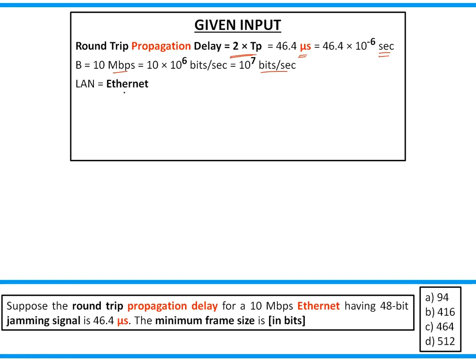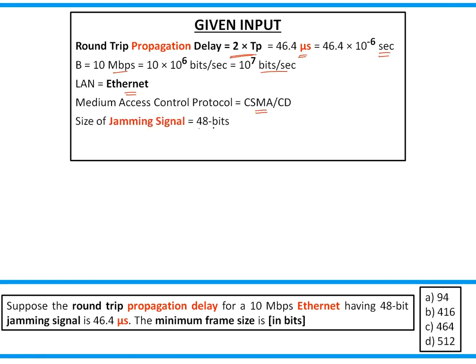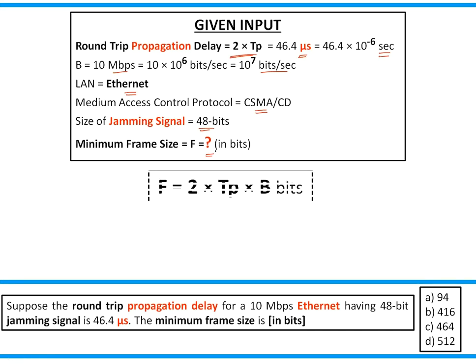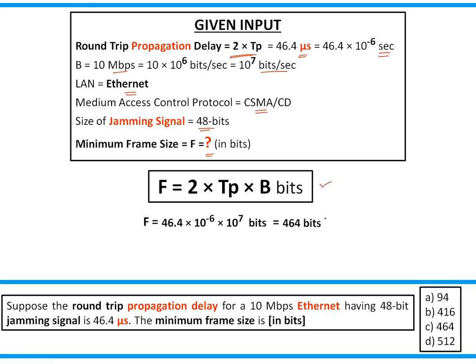LAN is Ethernet. Whenever I say Ethernet, it is using 1 persistent CSMA/CD. Size of jamming signal is 48 bits. Minimum frame size, you know the formula. Whoever uses CSMA/CD, F minimum is equal to 2 TP into B bits. That is equal to 464.